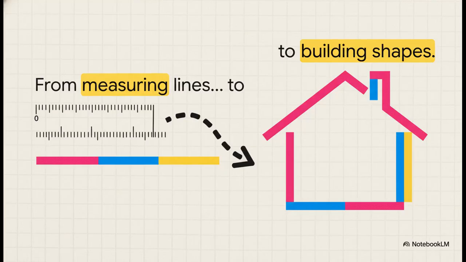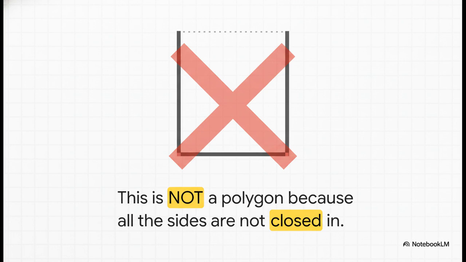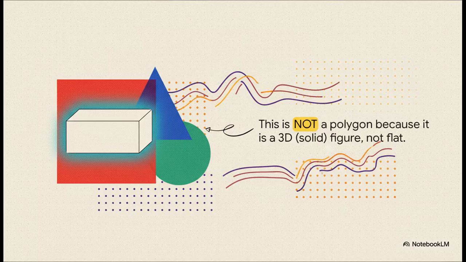Okay, so we've got lines and parts of lines. Now let's see how we can build shapes with them. When you connect 3 or more straight lines to make a closed, flat shape, bam, you've got a polygon. This is super important. If the shape isn't closed all the way around, it is not a polygon. Polygons also have to be flat, 2-dimensional. So a box like this, that's a 3D object, not a polygon.